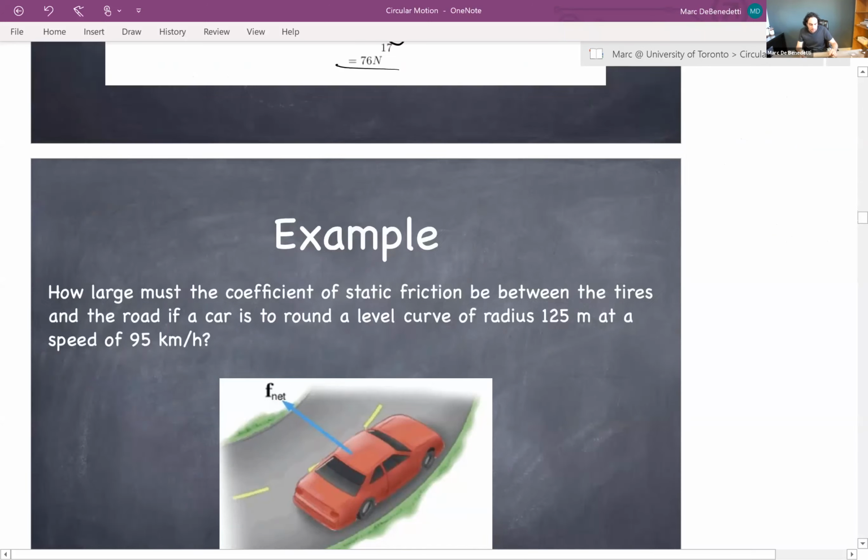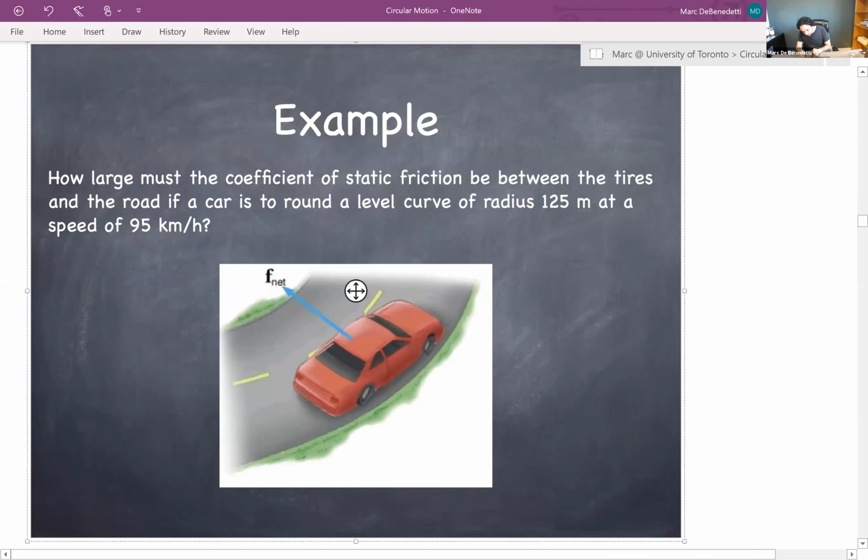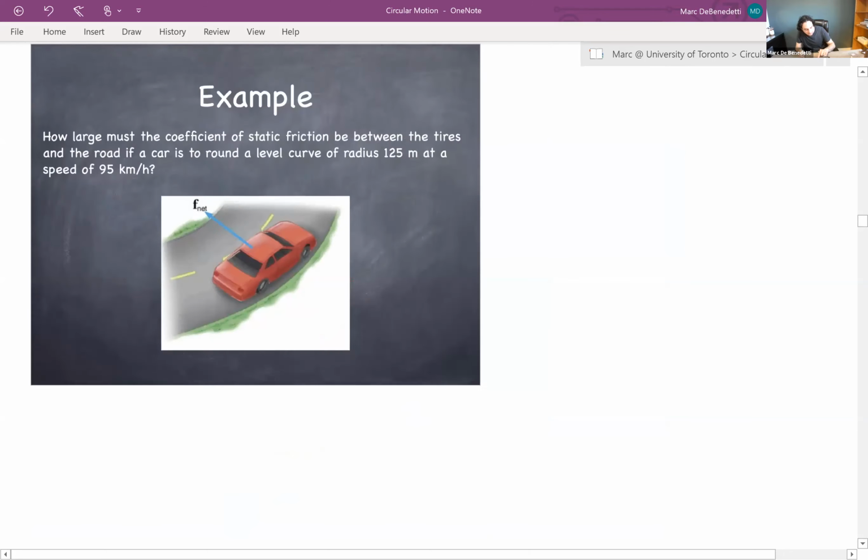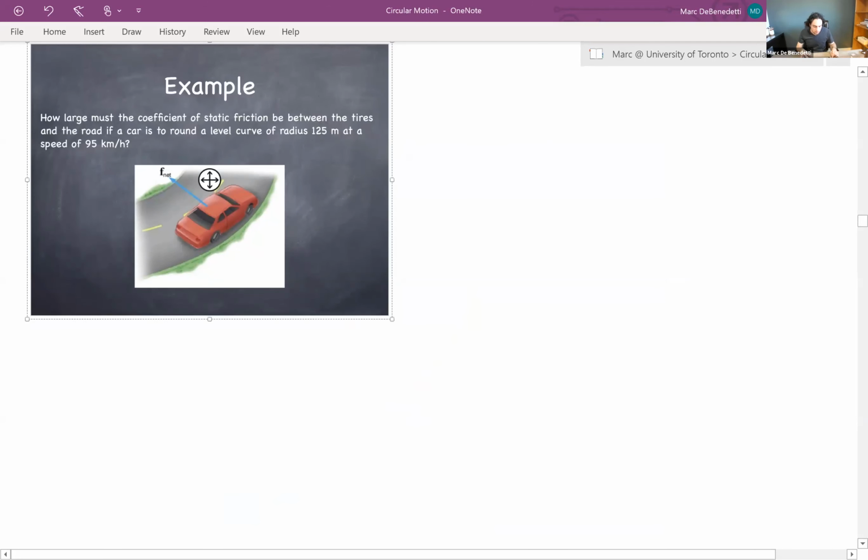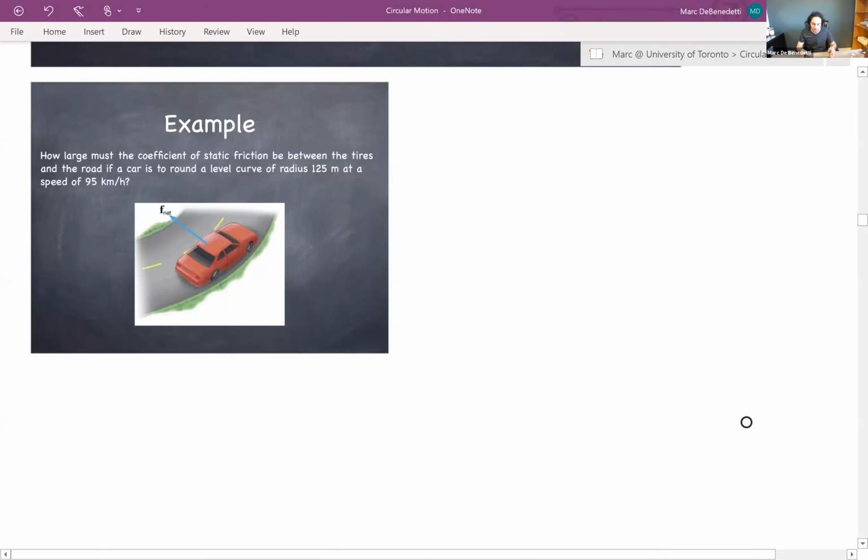Okay. Now, I've already mentioned this before. Cars. You know, cars turn corners all the time. So cars are something that we see in our day-to-day lives that will undergo uniform circular motion. So let's analyze the physics of that. We've already established that the force responsible for carrying a car forward is friction.